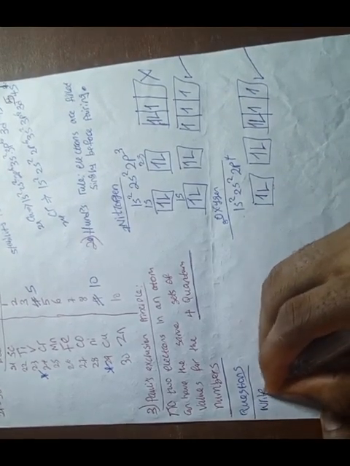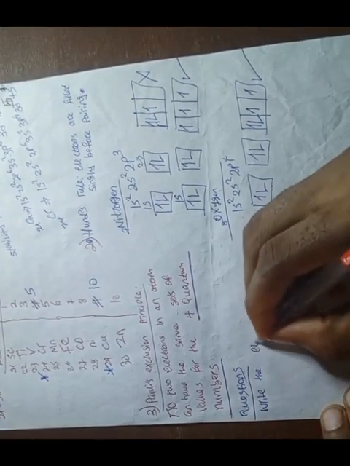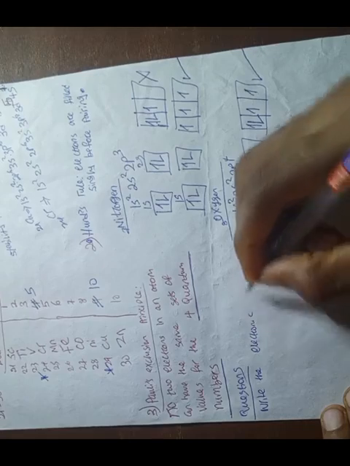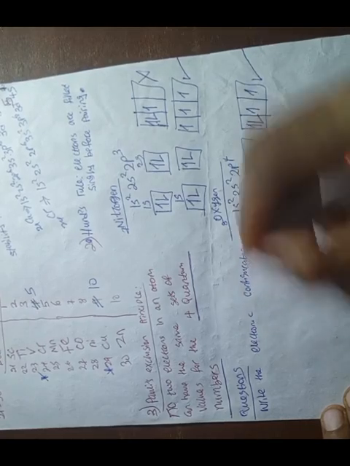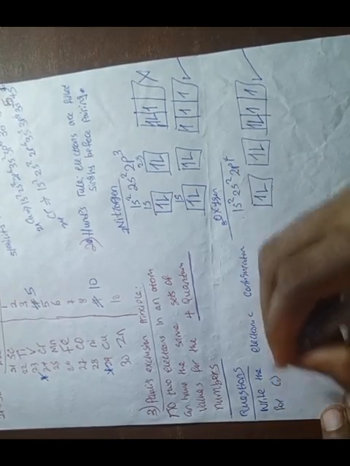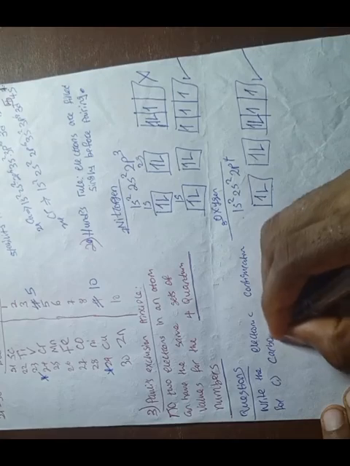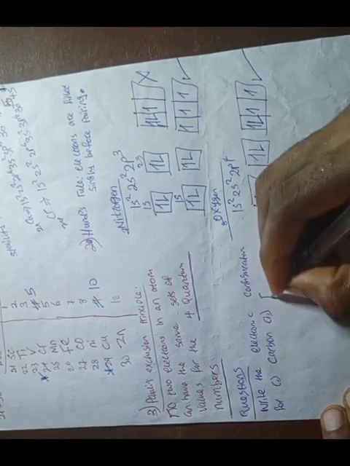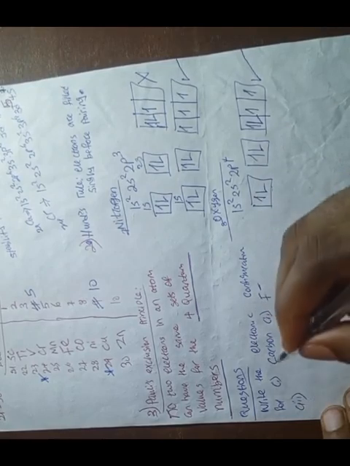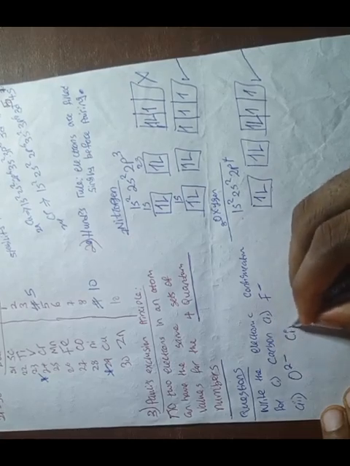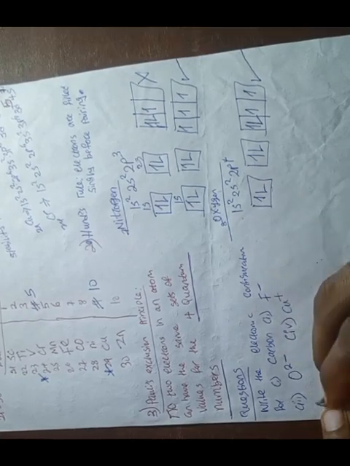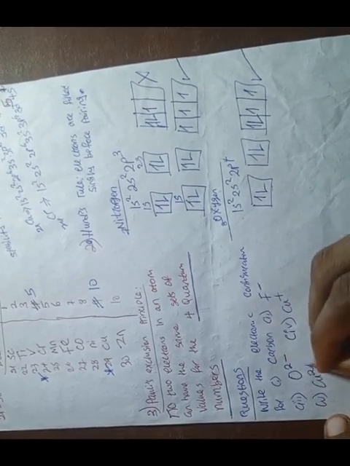Now let's do this thing. We are told to write the electronic configuration for the following. Let me just put carbon. The next one, I'm going to put F minus. The third one, I want to be very fast, I want to put O2 minus. Then the fourth one, I want to put Cu plus. The fifth one, I want to put Cu2 plus.